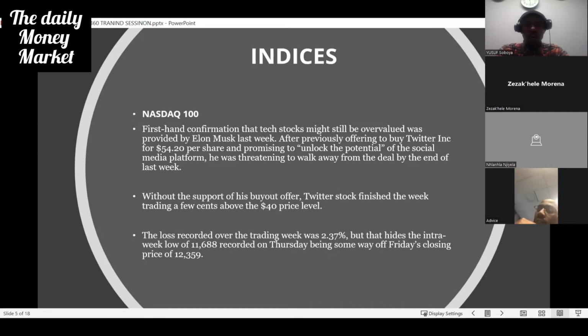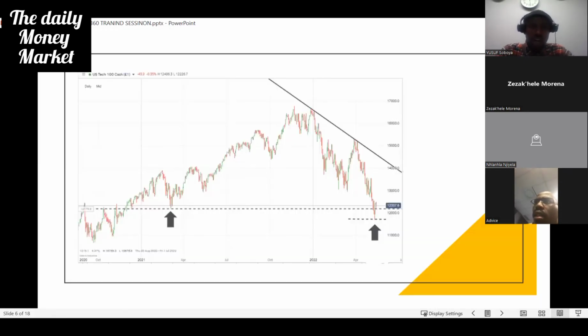The low recorded over the traded week was 2.37%, but the intraday weekly high of 1168 was recorded on Thursday, ahead of the Friday closing price of 12,359. Pretty much right now, the NASDAQ is sitting around 12,300, somewhere around there. So it's been dropping. This is just the market analysis about how NASDAQ is looking. Here is the chart. It's the US Tech 100 cash. That's NASDAQ. Wherever it says US Tech, you must know it's NASDAQ.